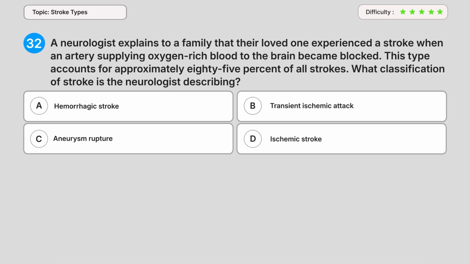A. Hemorrhagic stroke. B. Transient ischemic attack. C. Aneurysm rupture. D. Ischemic stroke. Can you guess the answer?